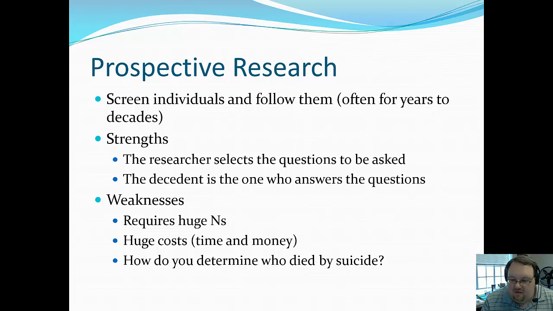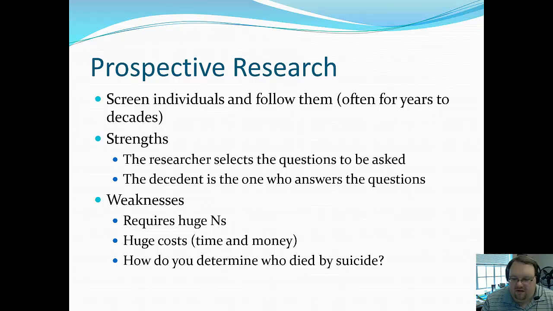Why? The researcher gets to select the questions that are asked. And you'll see the importance of that later as we talk about different methods of studying suicide. But you get to study what you think is important. You get to pick the questions. And also, it's the actual decedent, the person that ended up dying by suicide, that answered those questions. So you're not relying on someone else's impression of whether the individual was depressed or things of that nature. You have their actual report.